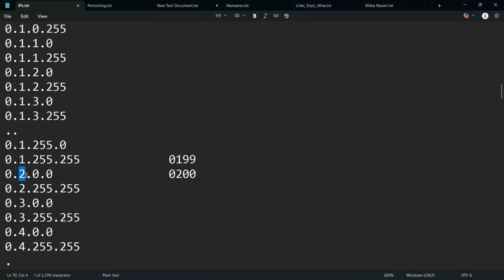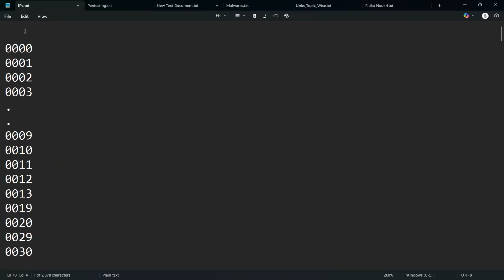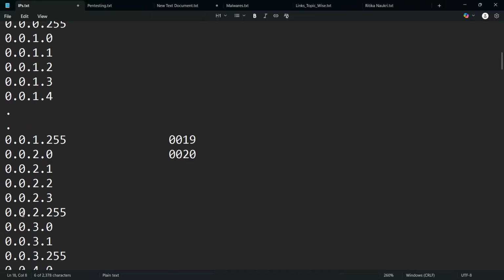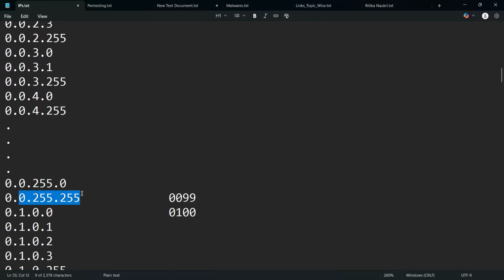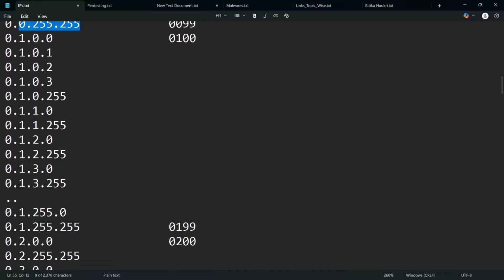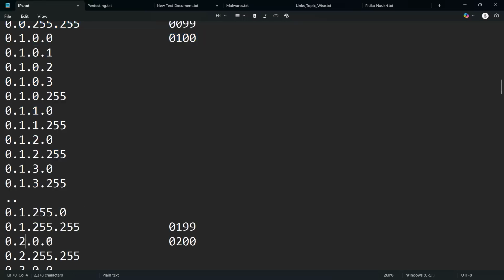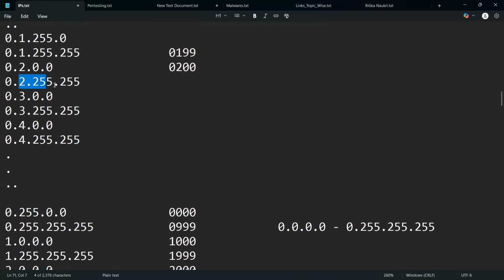So this is the pattern of the next octet. 0.0.0 to 0.255.255, that's the first pattern. Then 1.0.0 to 1.255.255, that's the next pattern. 2.0.0 to 2.255.255, next pattern. 3.0.0 to 3.255.255, next pattern. 4.0.0 to 4.255.255. 5.0.0 to 5.255.255. 6.0.0 to 6.255.255.